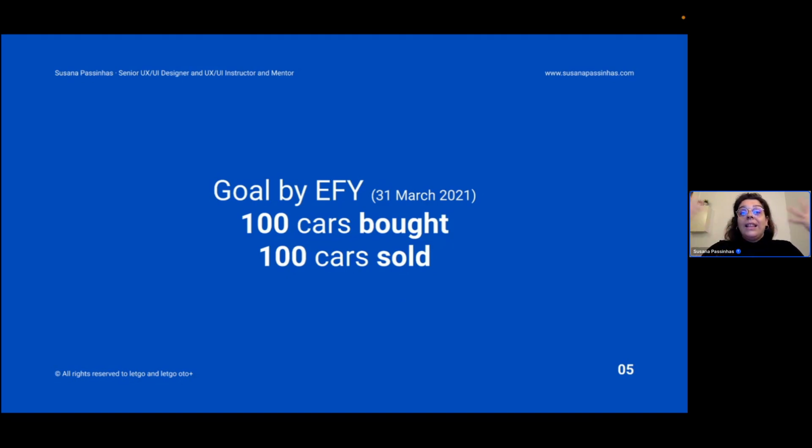And to provide transparency. The goal for this MVP, we did this in 2020 at the end of the year. Our fiscal year ends in March, by the way. That's why our goal was, okay, we don't have any car. We are not a business yet. We want to buy 100 cars, and we want to sell 100 cars. This is our goal, to kickstart. If we can do this, we can expand and continue to invest in this business. So this was our goal by the end of the fiscal year.